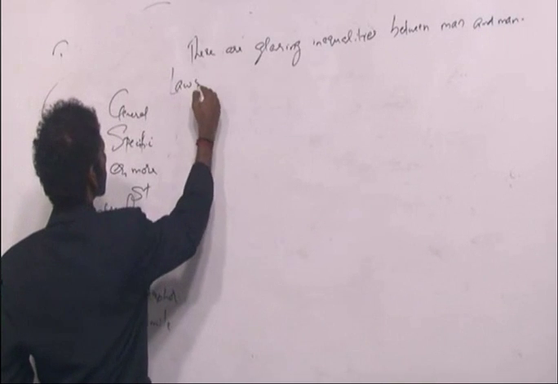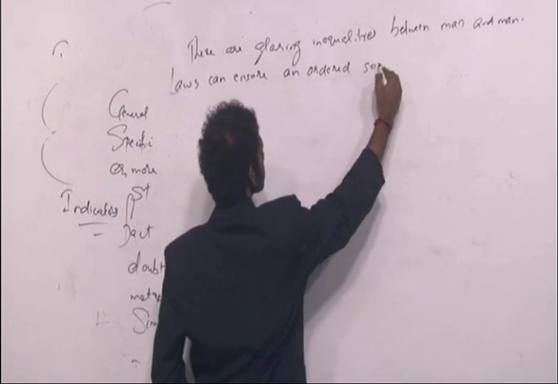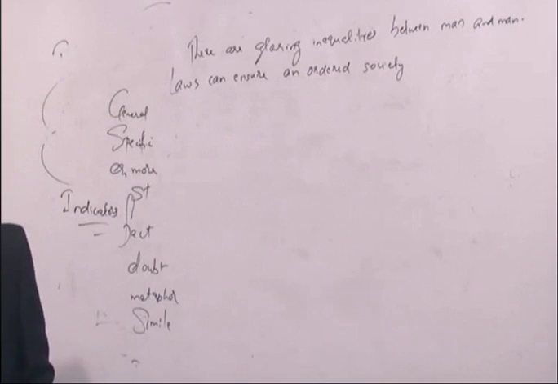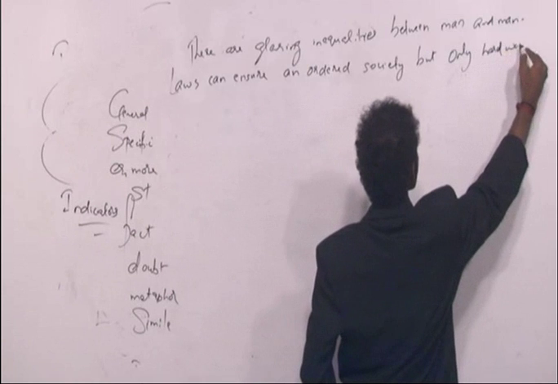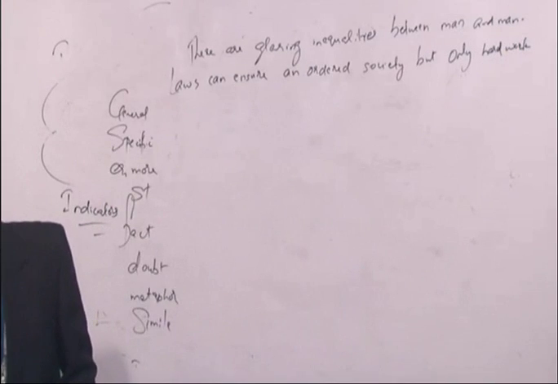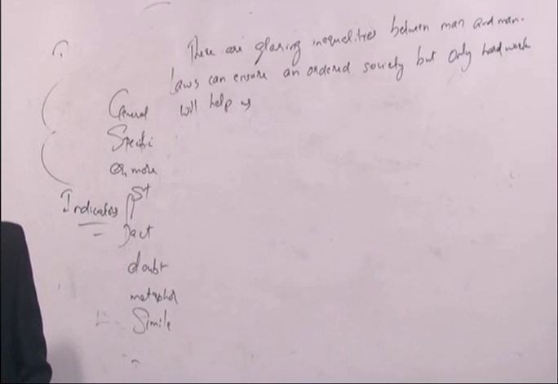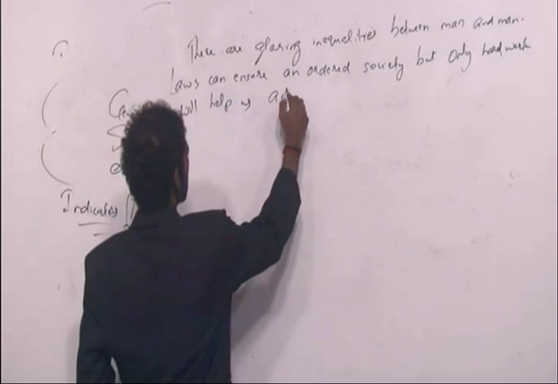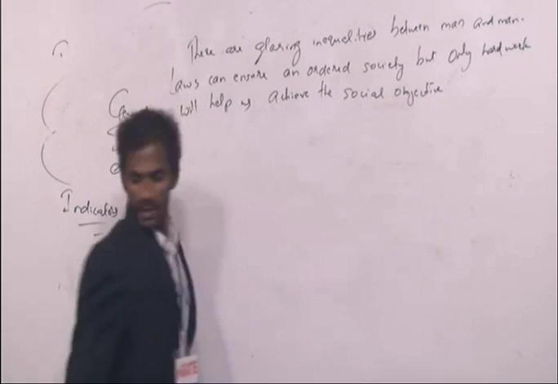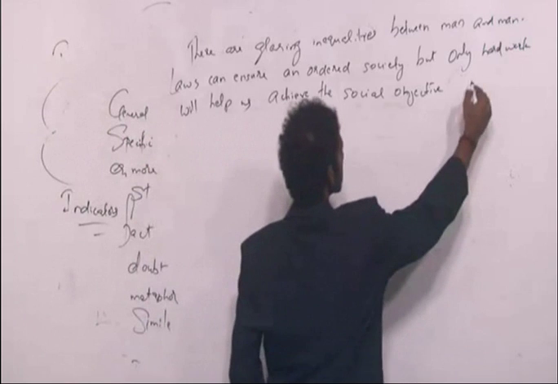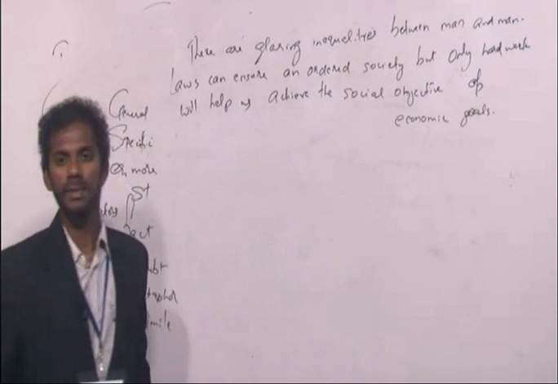Laws can ensure an ordered society, but only hard work will help us achieve the social objective of economic goals. This is a question.